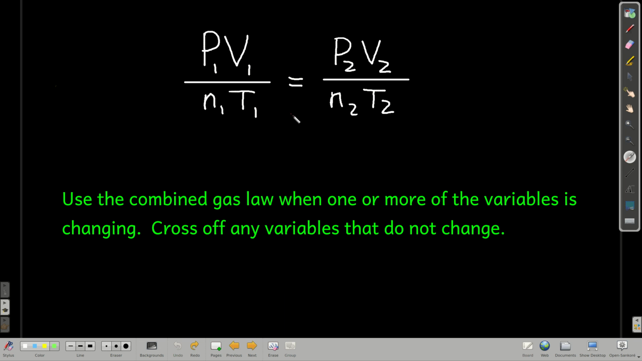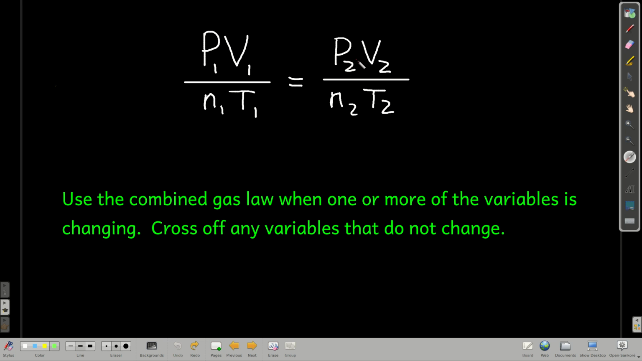So now the combined gas law. P1 V1 over n1 T1 equals P2 V2 over n2 T2. This is derived from the ideal gas law, and you use this in a different situation. When you have a gas and it has some value for these variables, and one or more of these variables changes value. So maybe you have a gas that has a certain pressure, volume, certain amount, and certain temperature, and let's say you change the temperature, okay? And maybe we want to find what the new pressure is.